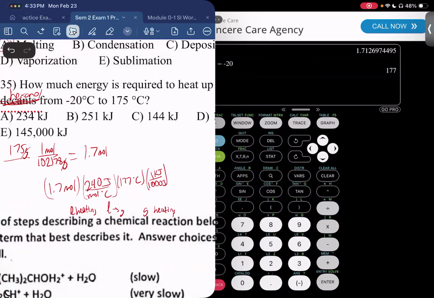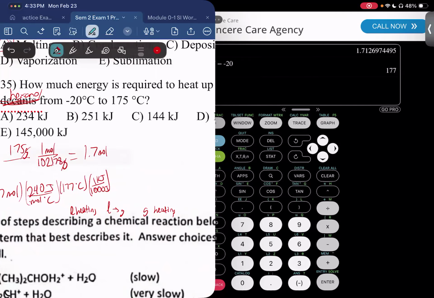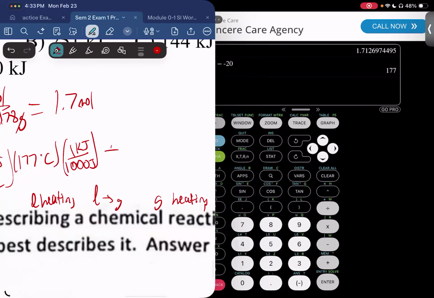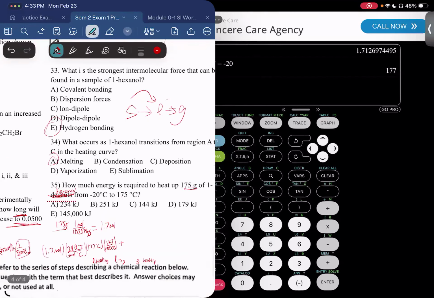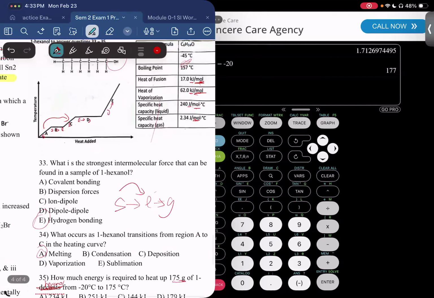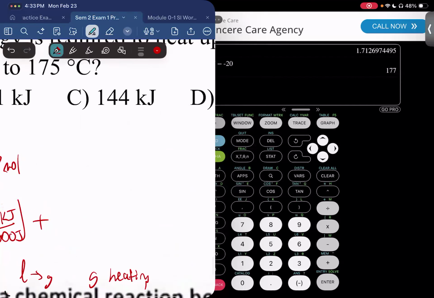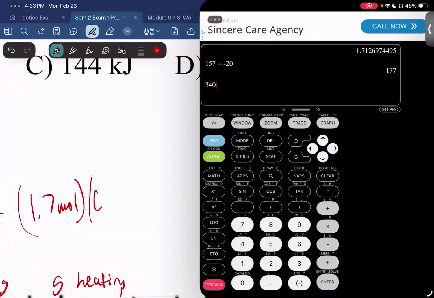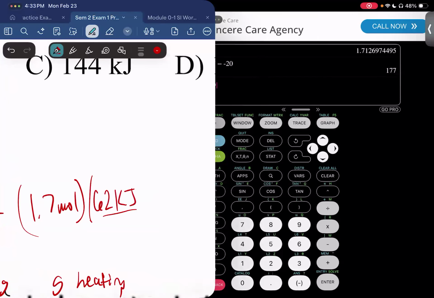So let's just move this down here. This is one of the longer questions. You're probably going to take 5 to 10 minutes to do it, which kind of sucks, unless you practice this a lot, then you'll be able to finish quicker. Next is the heat of vaporization. That's 62 in this case, so 1.7 mole times 62 kilojoules per mole. That's all we need to do there.